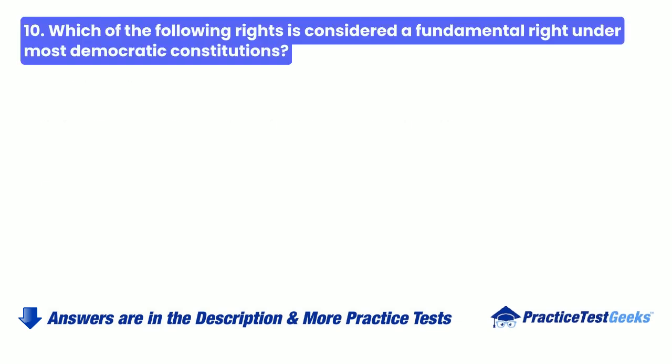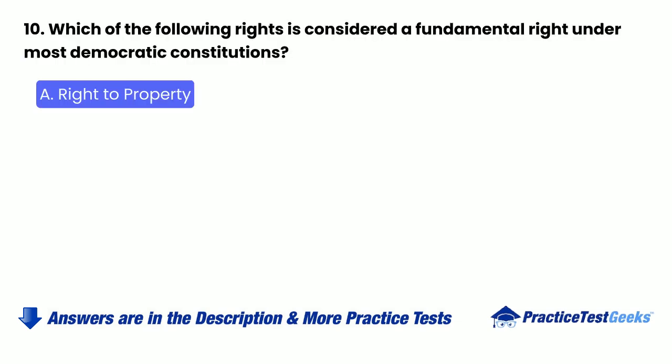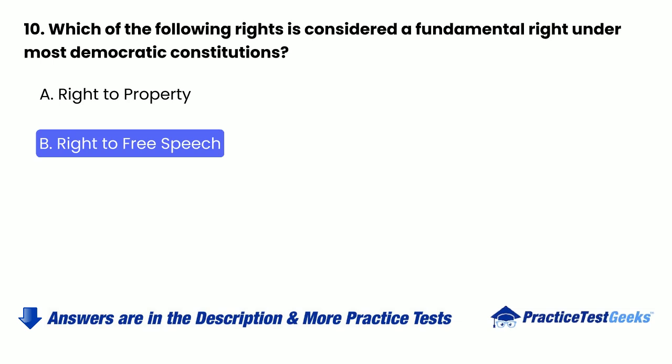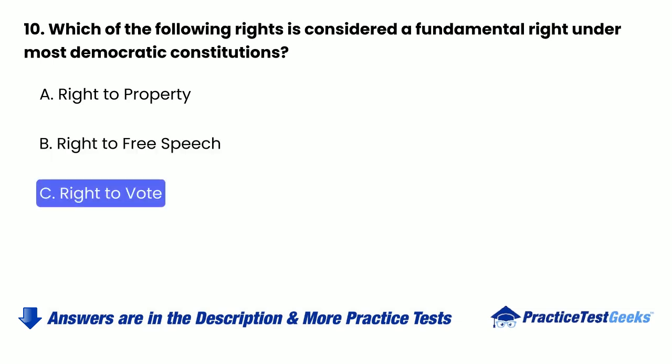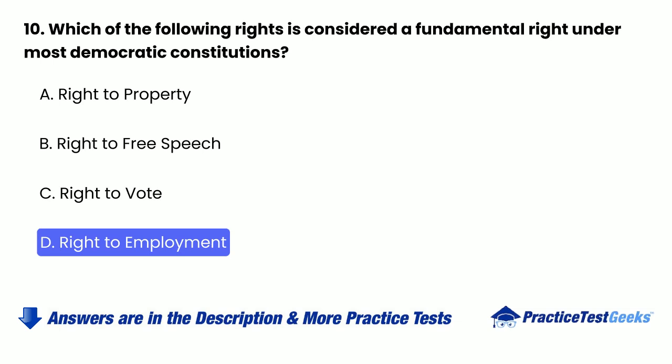10. Which of the following rights is considered a fundamental right under most democratic constitutions? A. Right to property. B. Right to free speech. C. Right to vote. D. Right to employment.